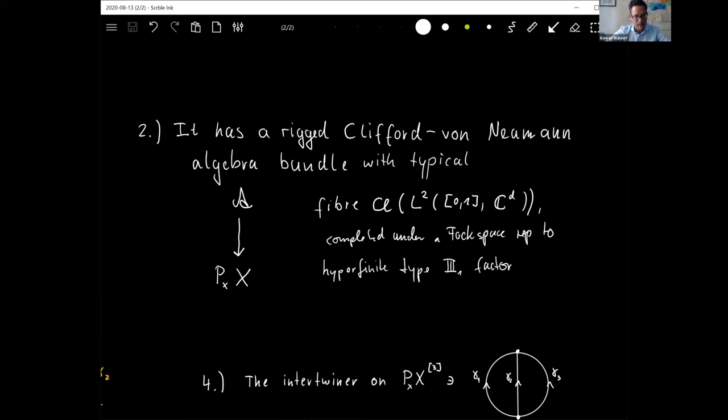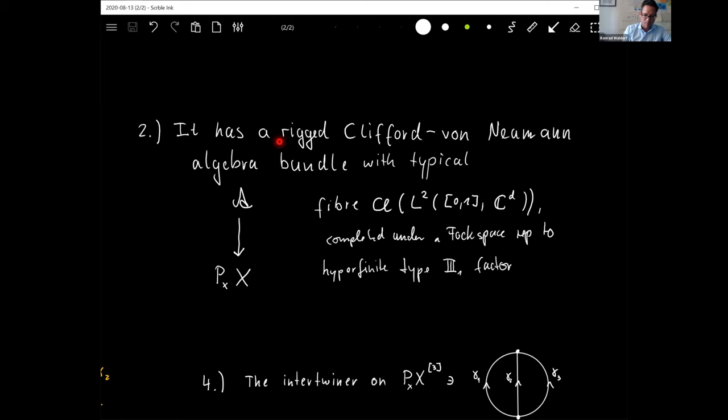Now everything is infinite dimensional, and then one has to say what kind of infinite dimensional thing. This is what we call a rigged Clifford von Neumann algebra bundle. And it has a typical fiber, which is the Clifford algebra of a space of spinors on the line. Then we construct a Fock space representation of this, and in this Fock space representation, we complete this to a von Neumann algebra, which gives a type III_1 factor. There are some things that I won't explain now, for example, what this rigged means.